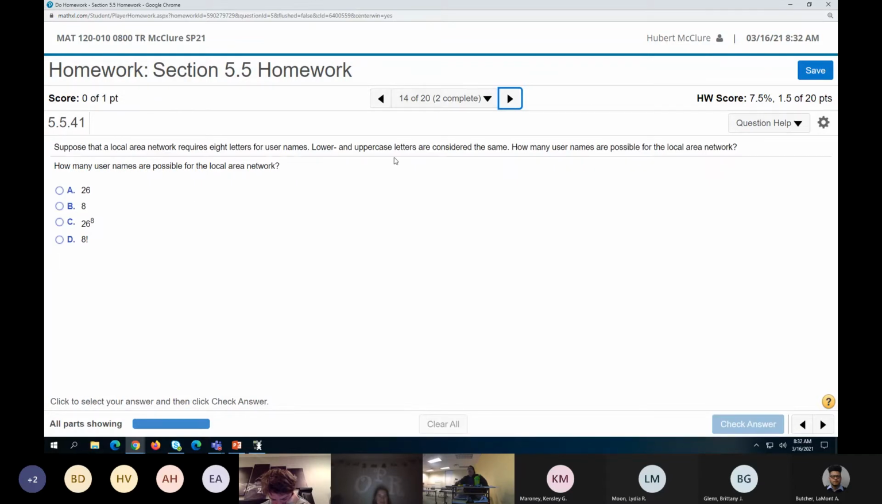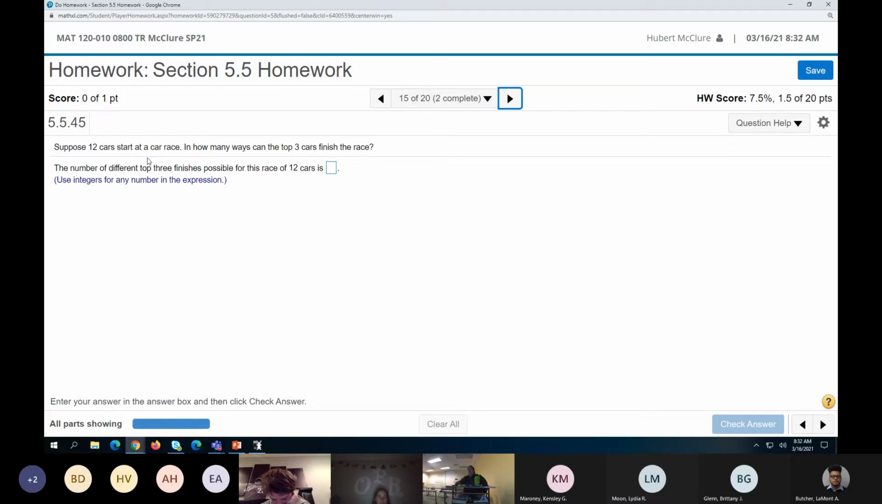Let's see what this one says. Suppose 12. Here we go. Here is your test question right here. Suppose 12 cars start a race. In how many ways can the top 3 be finished? So go ahead and do that one because that's a trifecta. And please put trifecta on this question because you can substitute cars with horses. Okay?